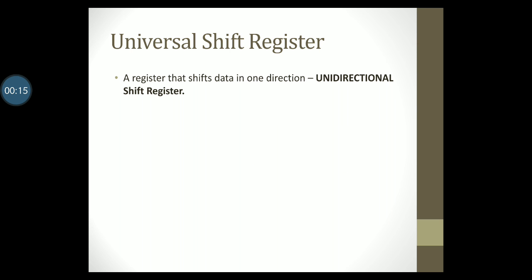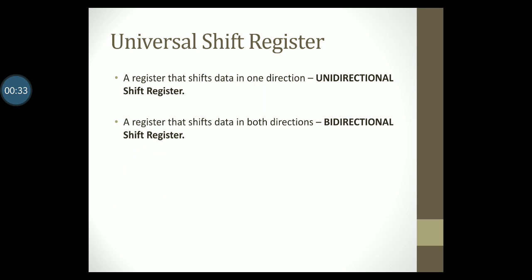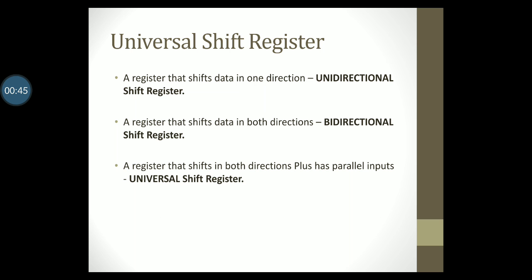By now, you should already know the following. A shift register that shifts data in one direction is called a unidirectional shift register. For example, the serial in serial out shift right register or the serial in serial out shift left register. On the other hand, a shift register that can shift data in both directions, either left or right, is called a bidirectional shift register. In comparison, a universal shift register will be able to shift data in both directions, that is left or right, and it will also have parallel inputs.